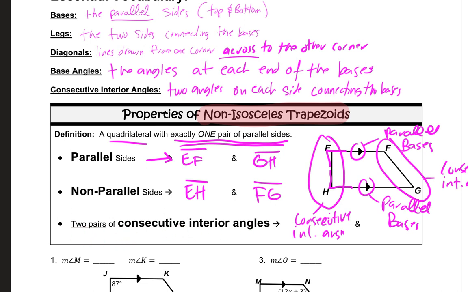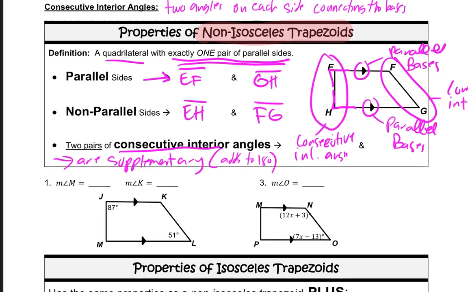Now, the thing about these consecutive interior angles is that they are supplementary. And we know what supplementary means, right? It means they add to 180. So if we know this one, then we can calculate the other one. Those are the properties. Let's get right into some practice on it.